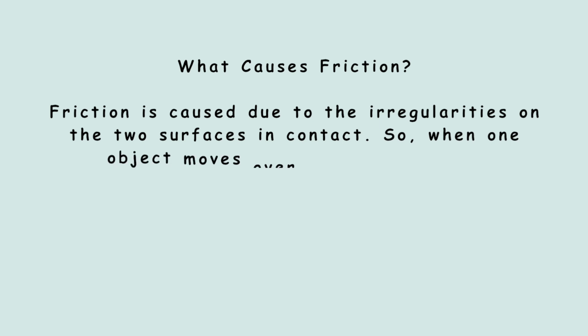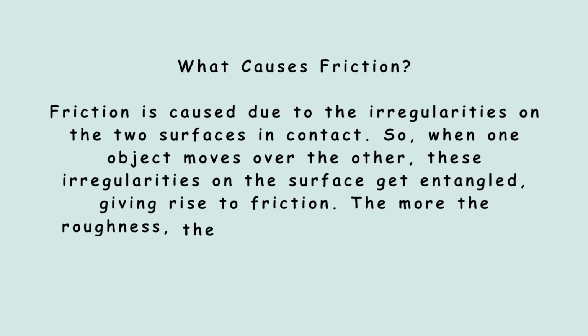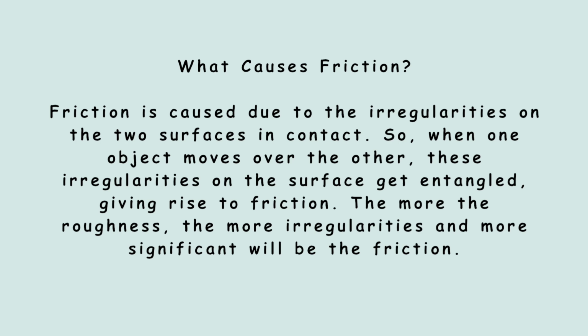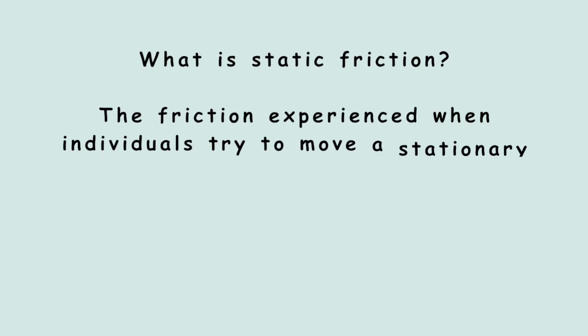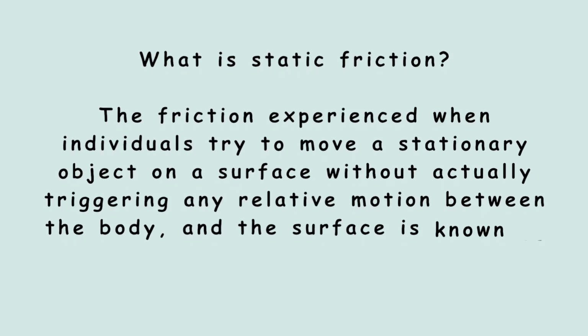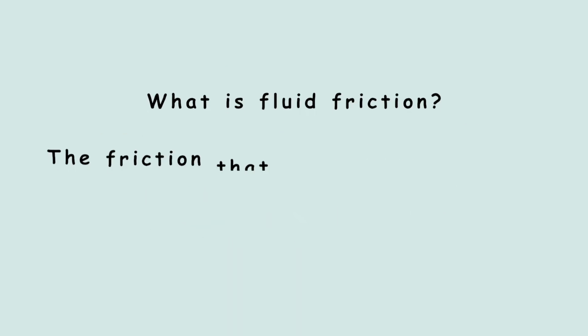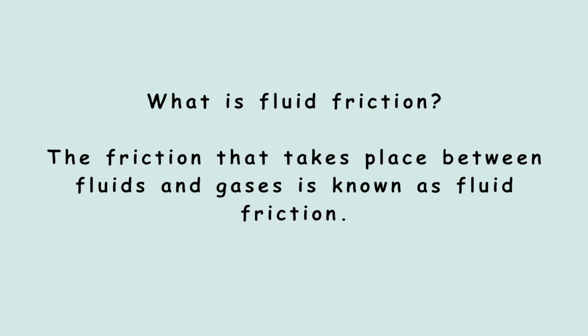What causes friction? Friction is caused due to the irregularities of the two surfaces in contact. So when one object moves over the other, the moment the object starts to move, that is called limiting friction. When the object is moving, that is called kinetic friction. What is static friction? It is the friction experienced when we try to move a stationary object on a surface without actually triggering any relative motion between the bodies. That is known as static friction. And fluid friction, which we already discussed, takes place due to fluids and gases. So this we call fluid friction.